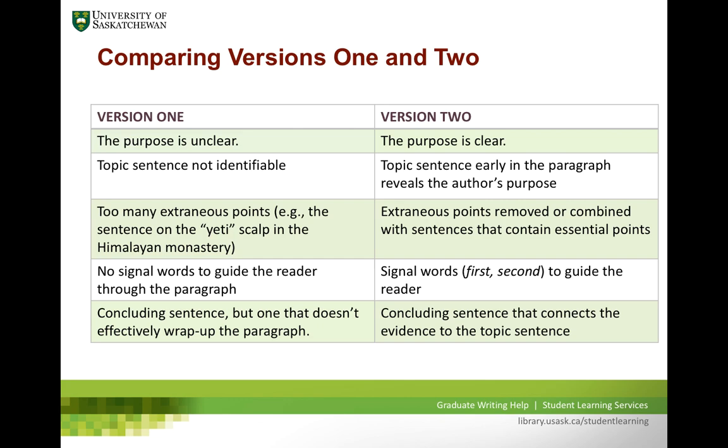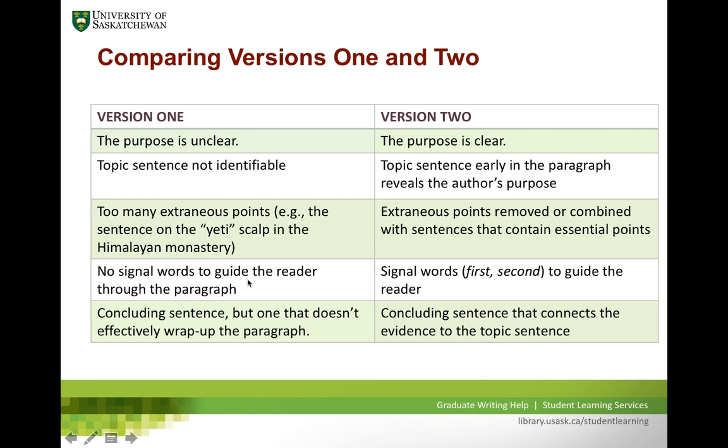So just to wrap up the comparison here of versions 1 and 2. Version 1, the purpose is unclear. Version 2, it's clear. And partly why in version 1 the purpose is unclear is that the topic sentence isn't identifiable and not early enough. Version 2, the topic sentence is early in the paragraph and it reveals the author's purpose. In version 1, we've got too many extraneous points, like the sentence about the Yeti scalp. And in version 2, the extraneous points are either removed or they're combined with sentences that contain essential points so that they become not the main part of those sentences.